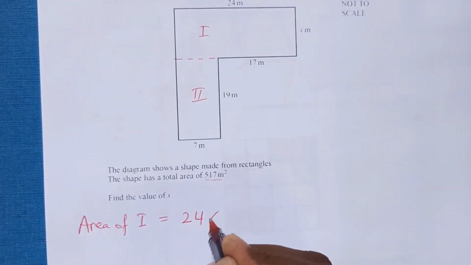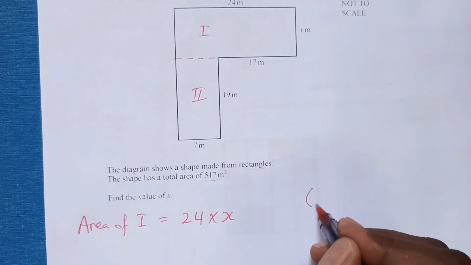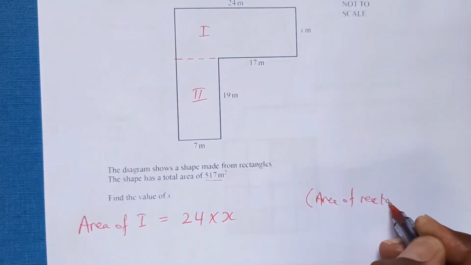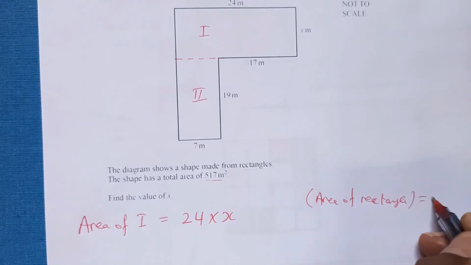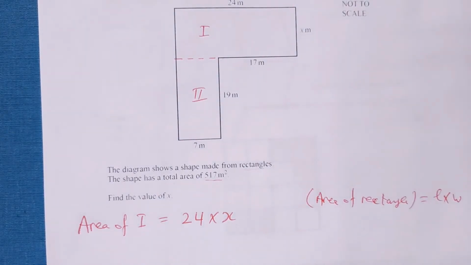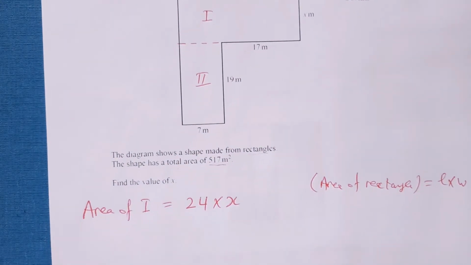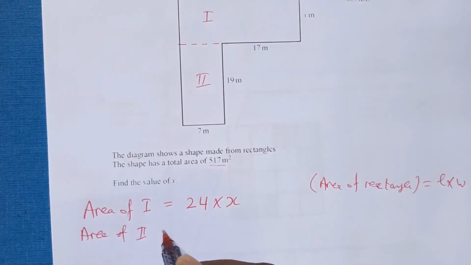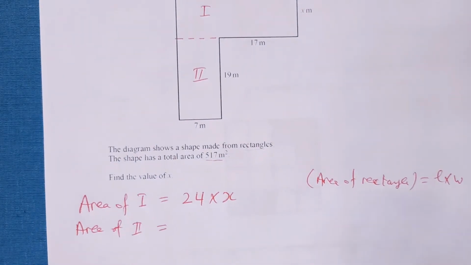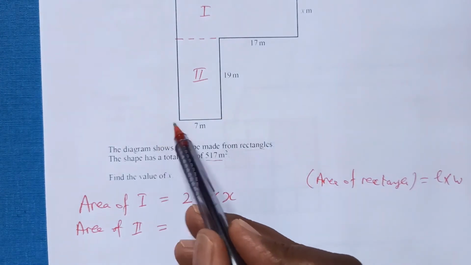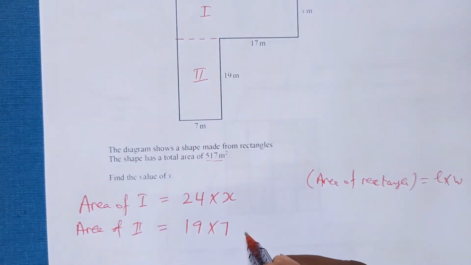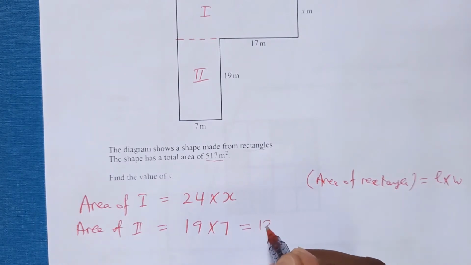So 24 times x, as area of rectangle is length times width. Now shape 2, area of shape 2, we have here 19 as length and width is 7. So 19 times 7 is 133.